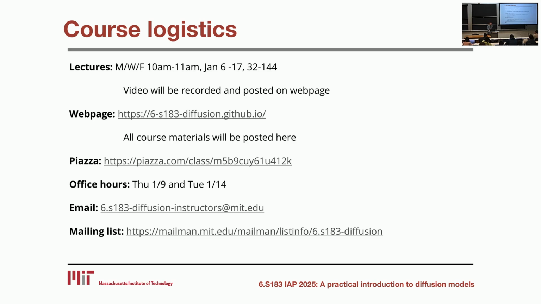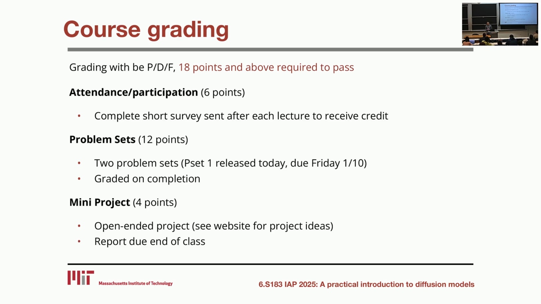All right. As for grading, for people who want to take this class for credit, grading will be pass-fail. And it consists of 3 components. First is attendance and participation. We'll track this by sending out a survey after each class, and then asking you to fill out the survey. If you fill out the survey, we give you the attendance credit. So for those who are taking it remotely, you can also watch the videos online and then fill out the survey.